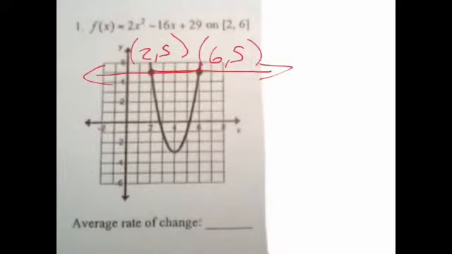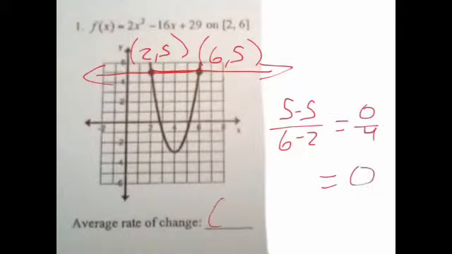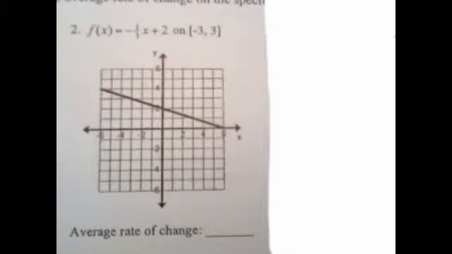And if you want to calculate your average rate of change, you get your difference in y's, and you put that over your difference in x's. So you do 5 minus 5 over 6 minus 2. So that gives us 0 over 4, which is just 0. So average rate of change is just 0. If you move on to 2, we need to go from negative 3 to 3, so those are the points. And if we draw that line, it's actually the same as the line that's already on there.